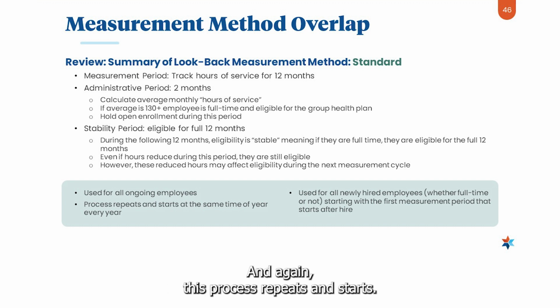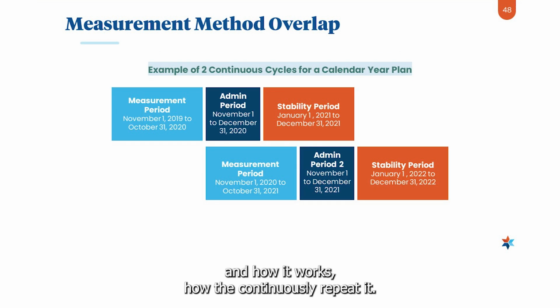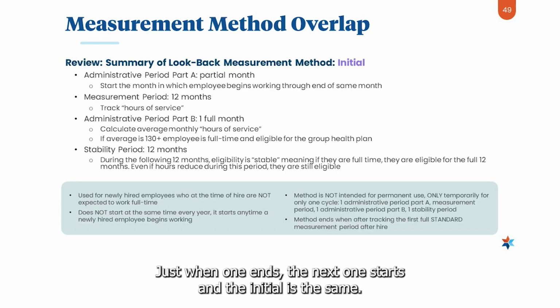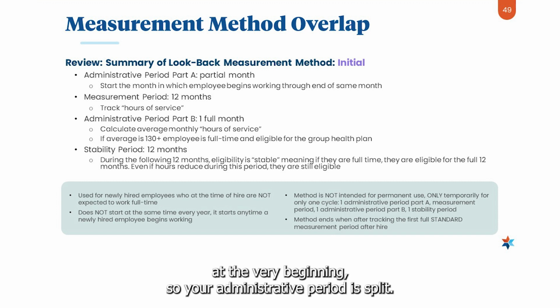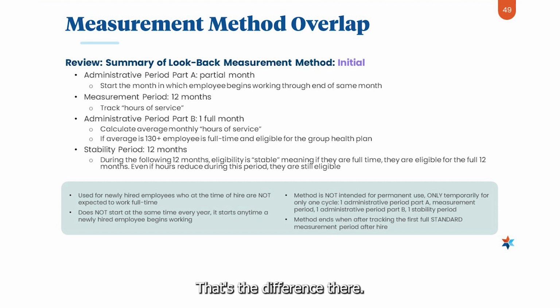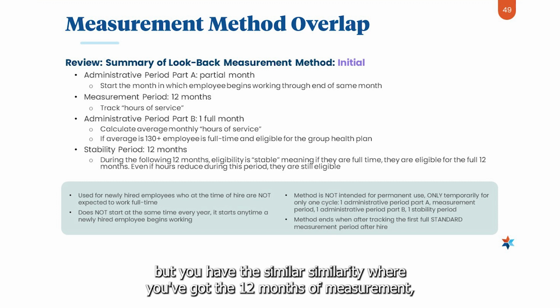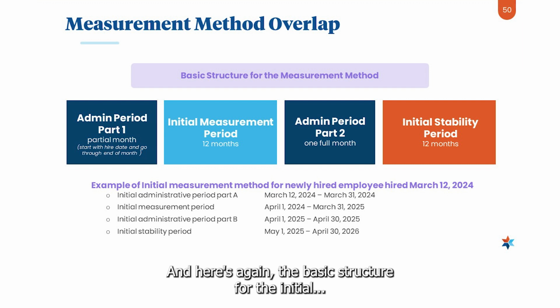And again, this process repeats. Here's the slide that shows you how this works for the standard, as it continuously repeats. When one ends, the next one starts. And the initial is the same. You've got your administrative period, part A, at the very beginning. So your administrative period is split. That's the difference there. And the other difference is that it stops. It isn't permanent, but you have the similarity where you've got the 12 months of measurement, the 1 month versus 2 months on the administrative period, and then the 12 months. Okay, and here's again the basic structure for the initial.